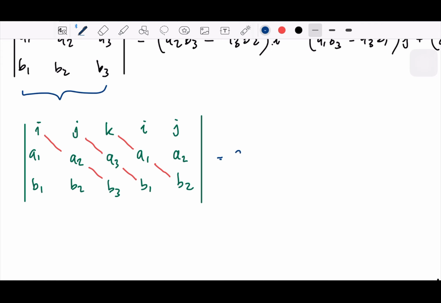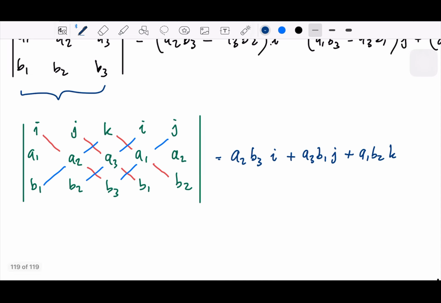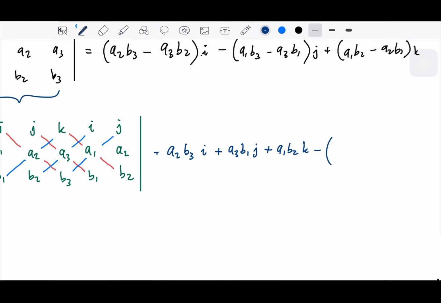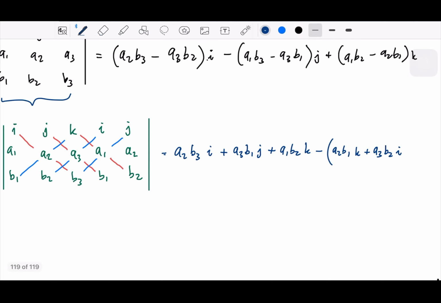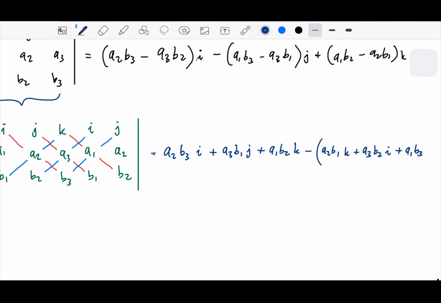So this will be A2B3I, and then plus A3B1J, and then plus A1B2K. And then we cross multiply again within this, but now we are going to minus. So minus all those blue multiplications. So minus B1A2K plus A3B2I. Maybe this will be A first. Maybe it's better this way. And then plus A1B3J.